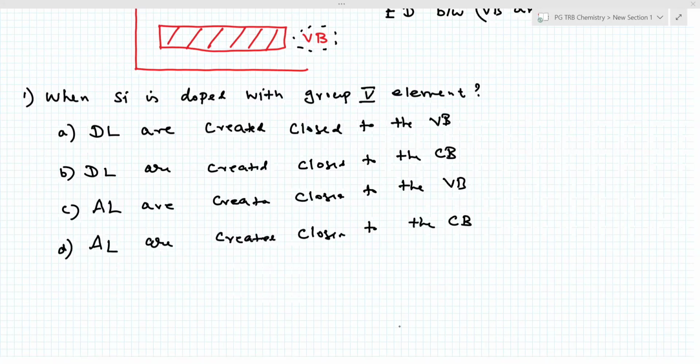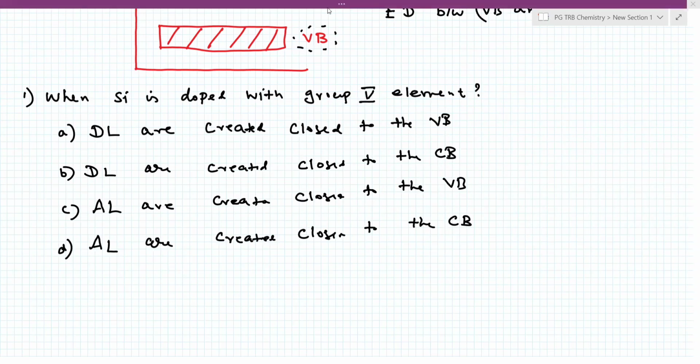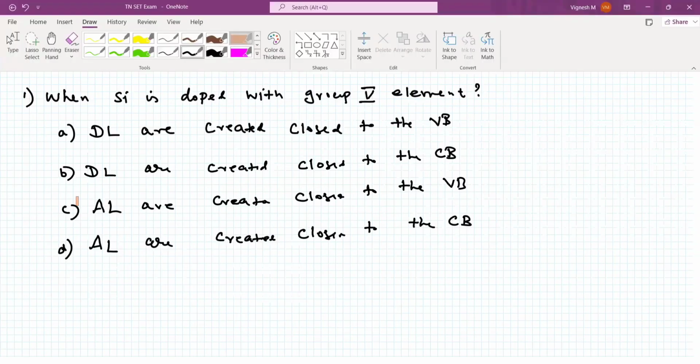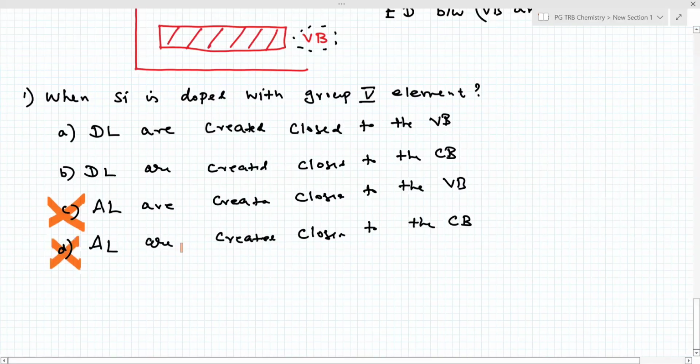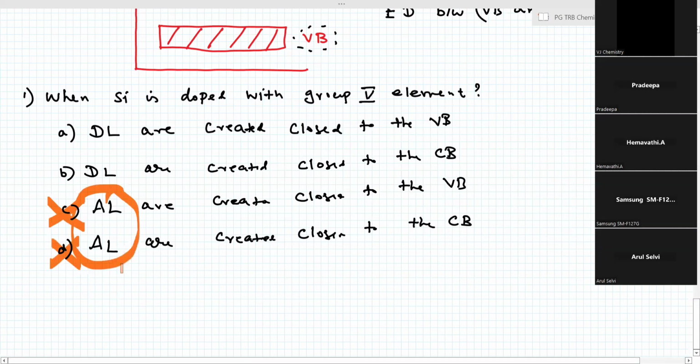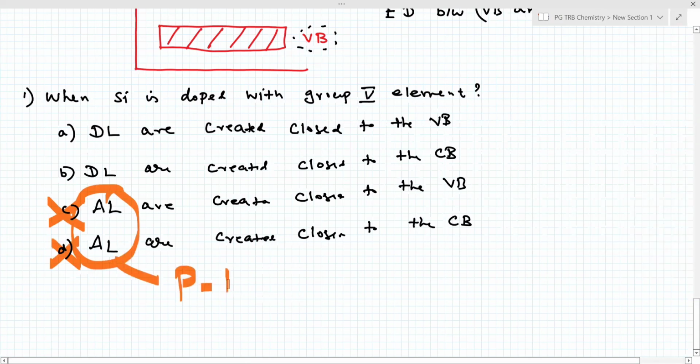Anyone? C, D. Acceptor is for the P type, right? Yes or no? But damn sure, we are 200% telling these two options are wrong, because acceptor is only for P type semiconductor. You got the point? When silicon is doped with group 5, this is an N type semiconductor, so it is only for the donor level, right?